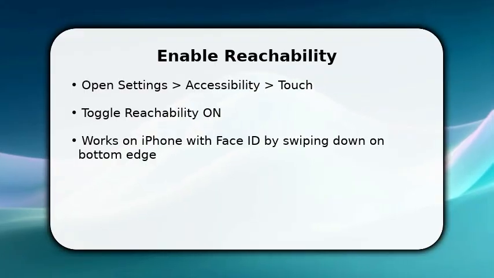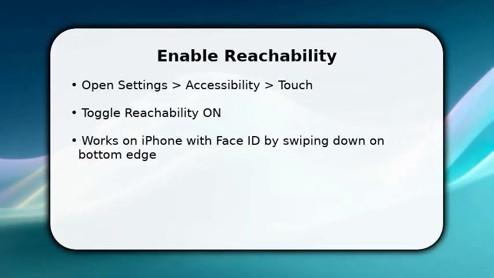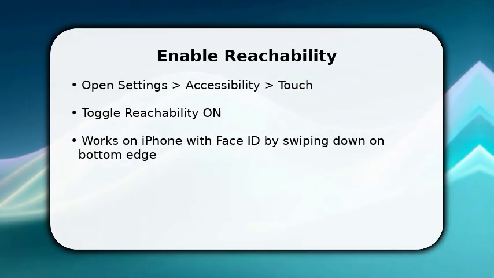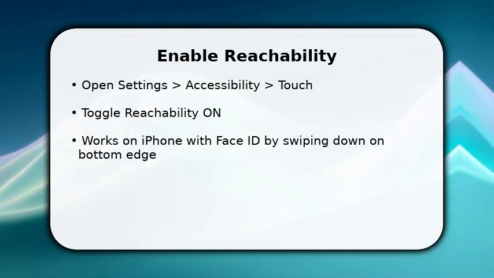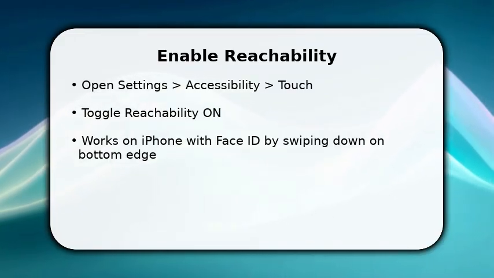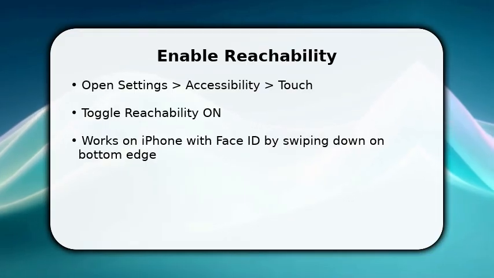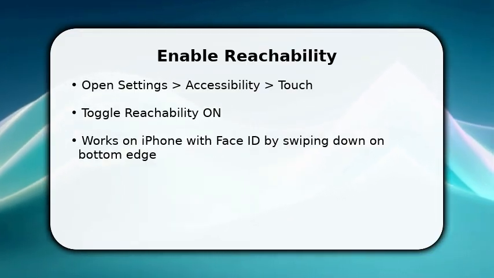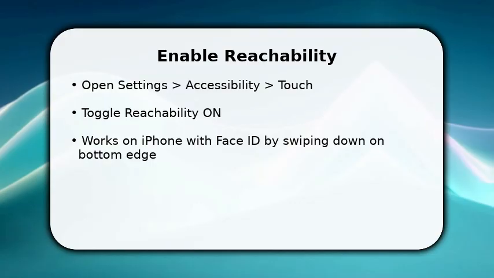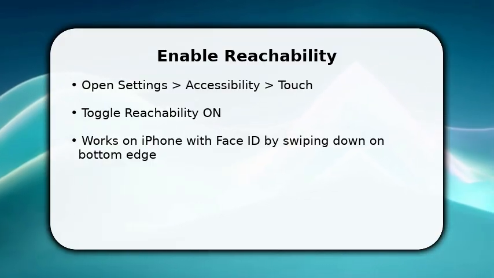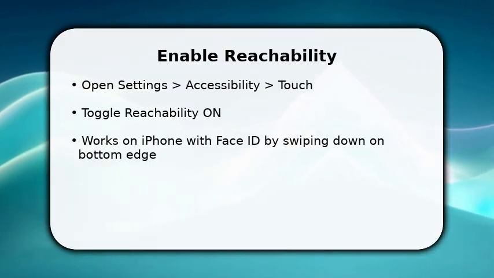You'll start by enabling reachability so the screen can slide down. Open Settings, go to Accessibility then Touch, and toggle reachability on. Once enabled, you can trigger it by swiping down on the bottom edge of the screen. This moves the top content within thumb reach. This is the quickest, safest method because it doesn't change layout or require extra apps.